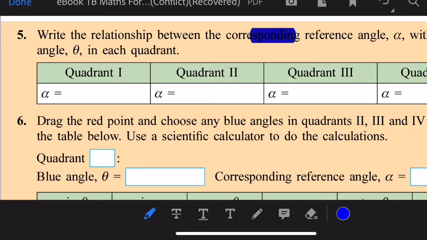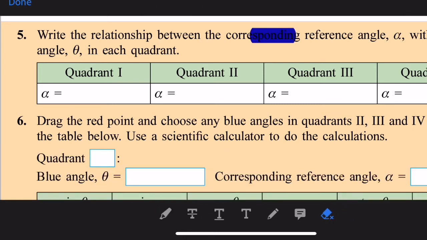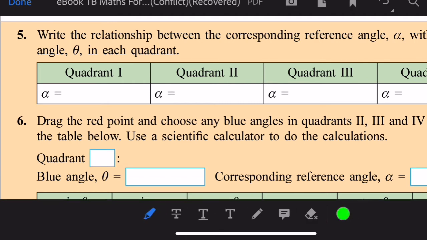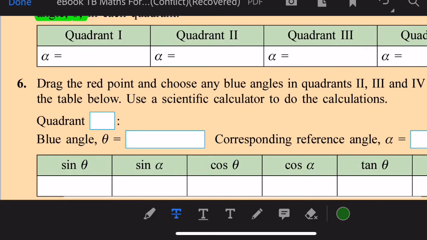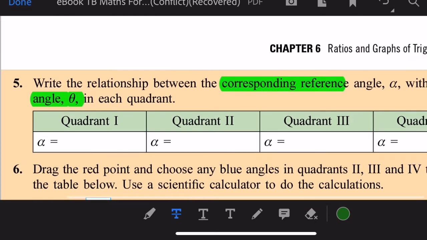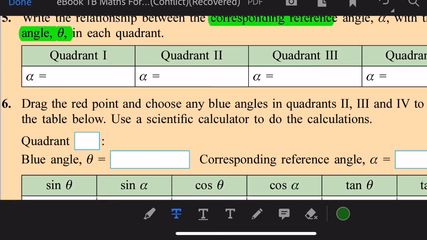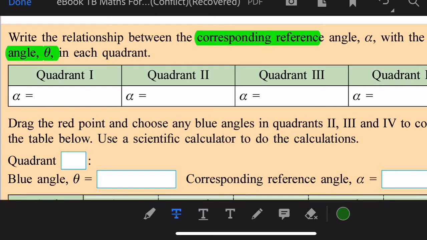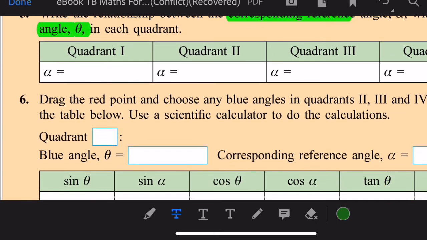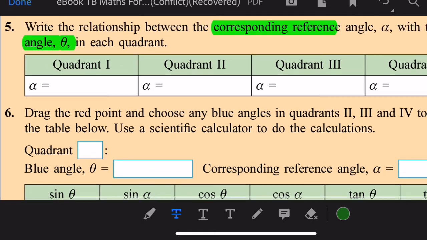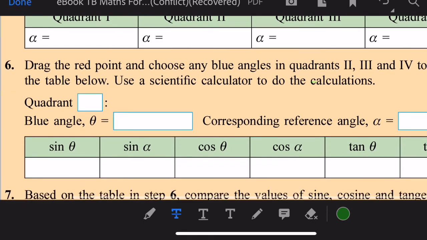Now we want to show the relationship between the corresponding reference angle and the blue angle. Let's see the alpha. If we drag the red point and choose any blue angles in quadrant 2, 3, 4 to complete the table below, use a scientific calculator to do this.